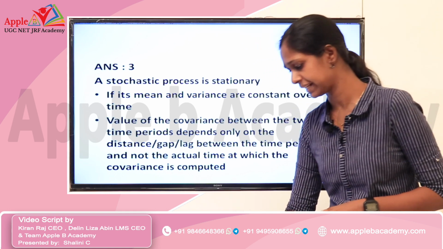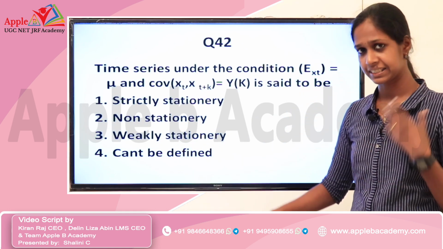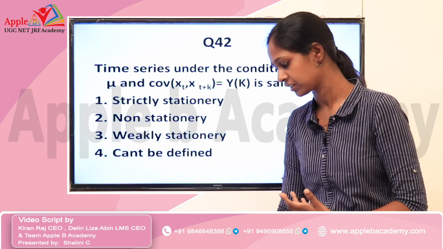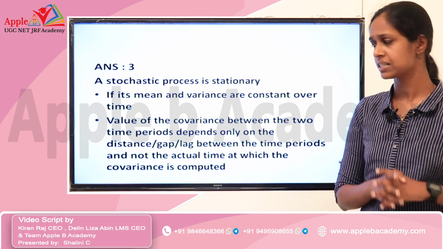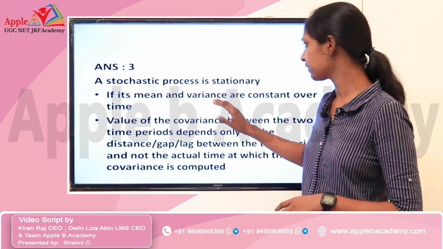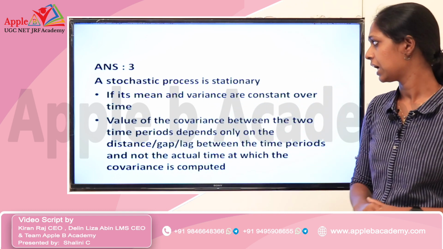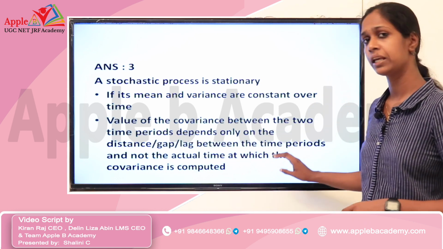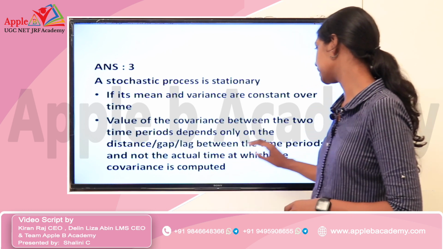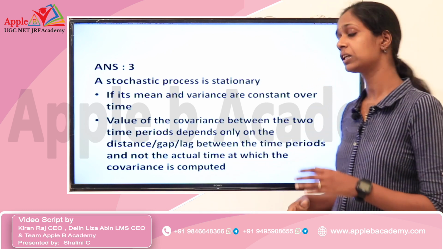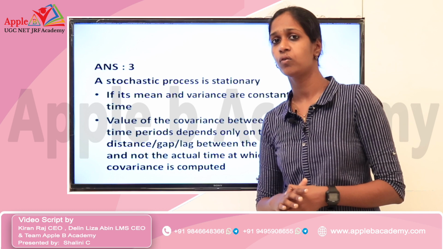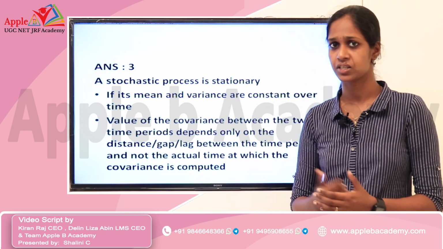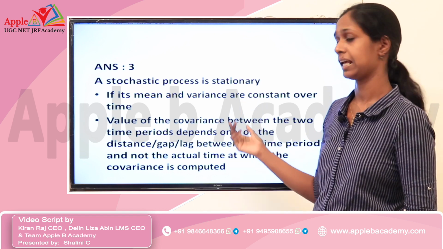Actually, the answer is weakly stationary, but let us see why it is called so and what exactly is the concept of weakly stationary. A stochastic process is stationary if its mean and variance are constant over time and the value of the covariance between the 2 time periods depends only on the distance or the gap or lag between the 2 time periods and not the actual time at which the covariance is computed. We have discussed this in detail in the section on simultaneous equation models and time series.